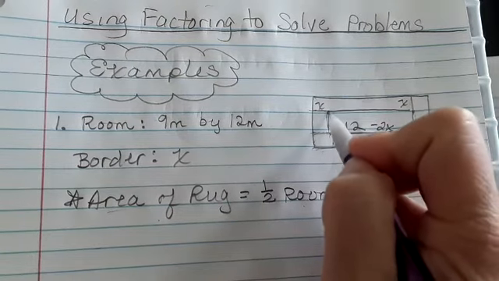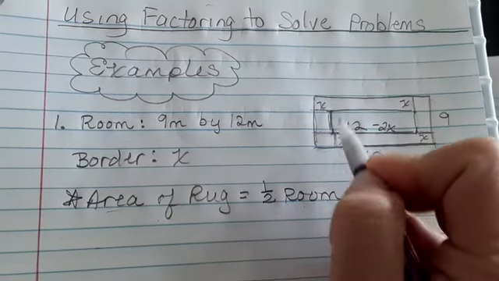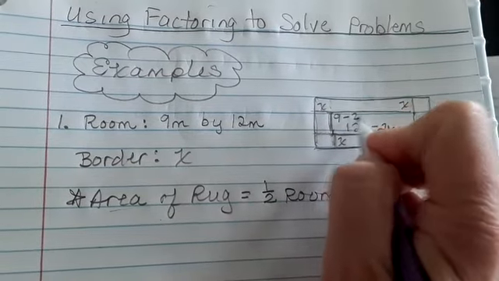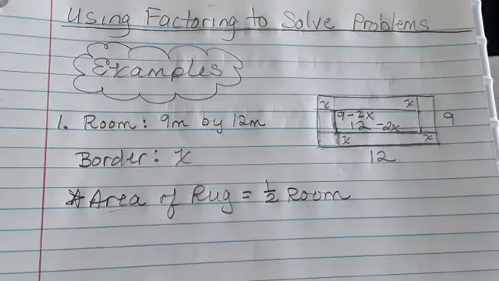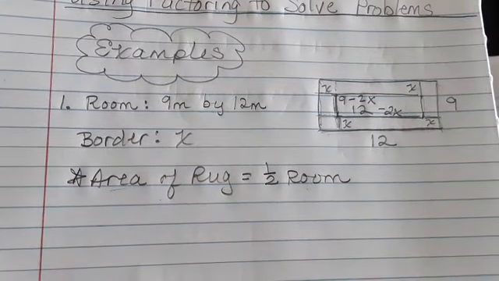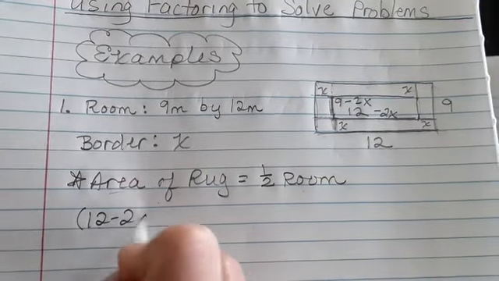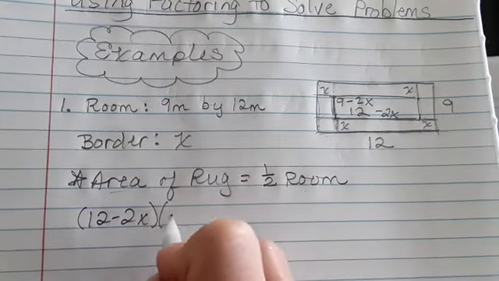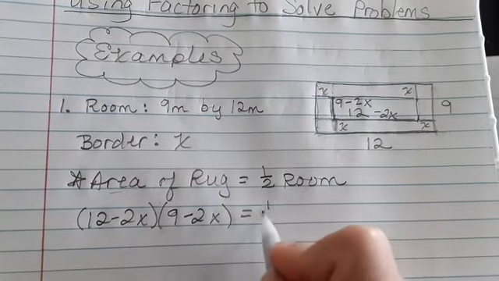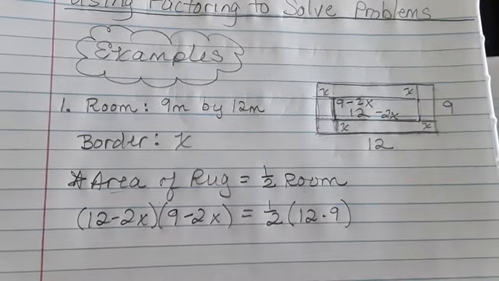And then the width right here, the entire thing is 9. And again, just to get from here to here, you need to take the border away from each side. So here we have 9 minus 2x. So that's how you can represent length and width of the area rug in the middle of the room. The area of the rug can be represented as 12 minus 2x times the width, which is 9 minus 2x. And that equals half the area of the room. And the area of the room is 12 by 9. So we can actually figure that amount out.